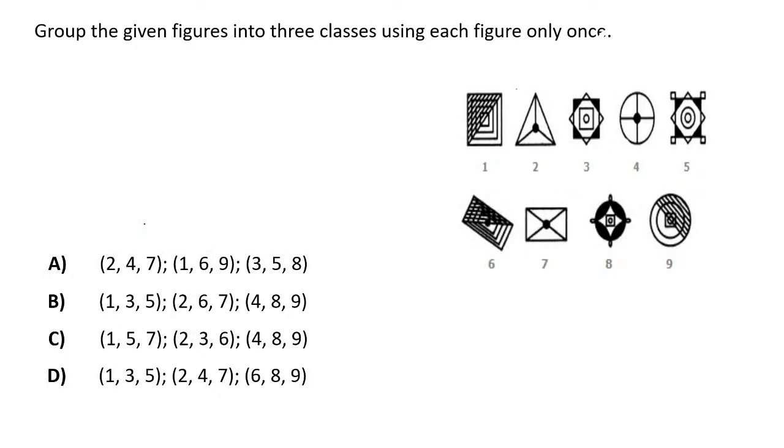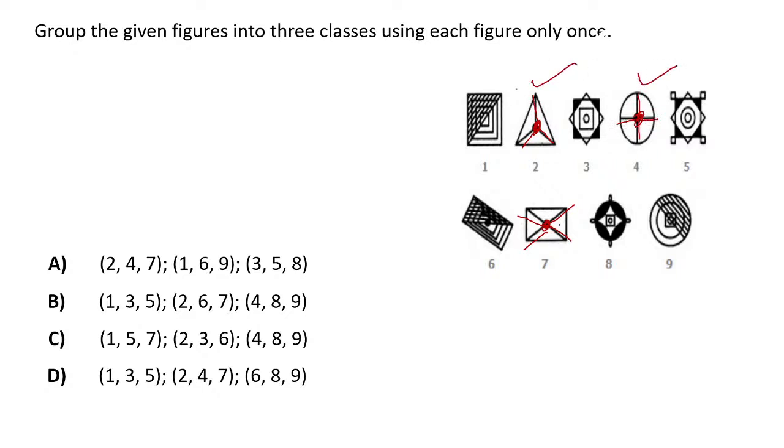Okay. Next, we have come to another visual reasoning question. Over here, they have given a group of different diagrams and we'll have to pair them accordingly as 3 different classes, which is what is given in the question, right? Group the given figures into 3 classes using each figure only once. Okay. So we'll have to split all the 9 different diagrams into 3 classes. Now it's pretty easy, right? Like we're just looking at it, you can combine them. See, this has the middle dot and 4 lines. Here it's 3 lines. Here it's 4 lines again.